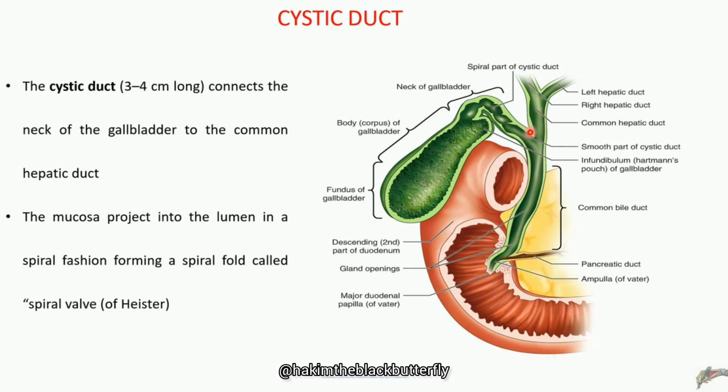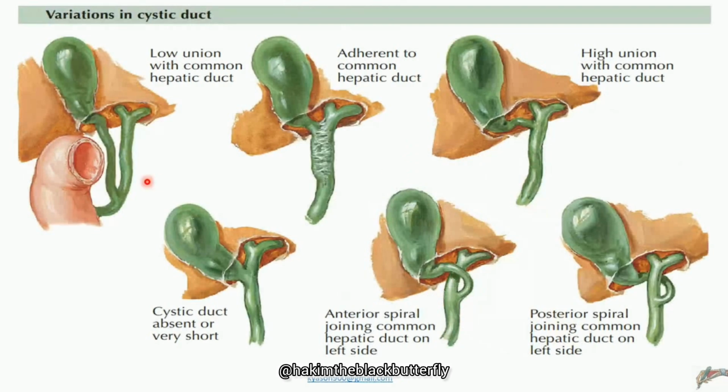In some people, it can join at a lower position. That's a low union with the common hepatic. So these are patients with a long common hepatic duct and a long cystic duct. So the cystic duct is going to join at the lower end. That's a low union. The cystic duct can join almost at the upper portion of the common hepatic. That's a high union.